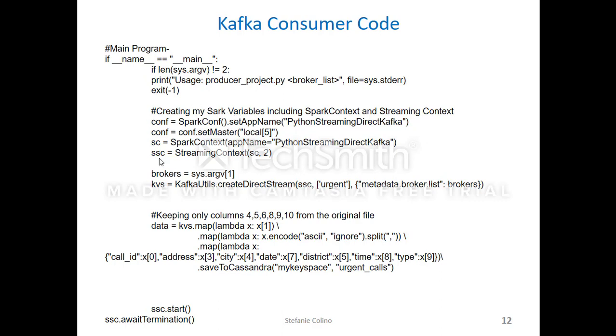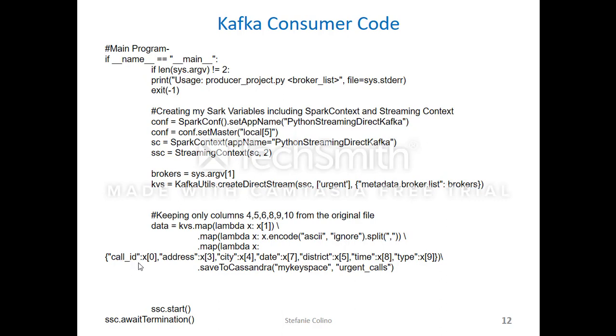So here we have our variables, and as you can see, we have our streaming context and our Spark context, our broker variable, and our Kafka utility variable. Now, Kafka utilities was a jar connection file that was downloaded from the Maven website, and that was needed to be able to connect Kafka to Spark.